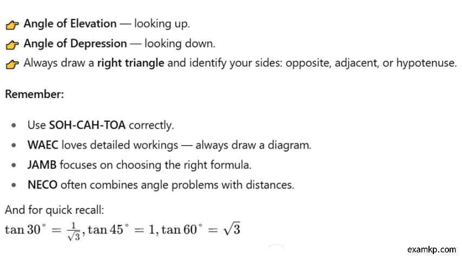And for quick recall, tan 30 equals 1 over root 3, tan 45 equals 1, and tan 60 equals root 3. These are your lifesavers. Great job working through these problems. You've learned how to identify and solve angles of elevation and depression, a key topic for your exams.